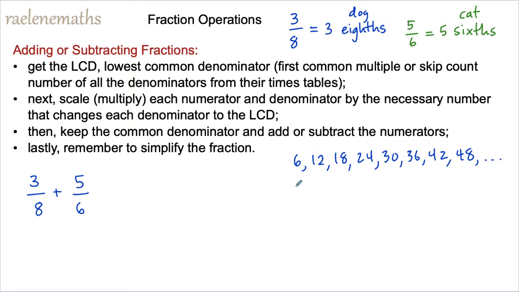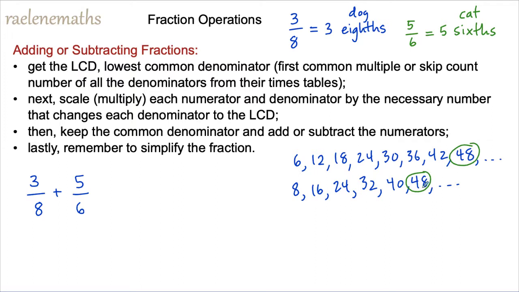I can also do the skip counting by 8, so starting at 8, continuing to add 8, or write out the 8's times tables, we get these numbers. And sure enough, we see that 48 is common to both 6 and 8. It's a common multiple. It's a common number in the times tables of 6 and 8. But it's not the lowest.